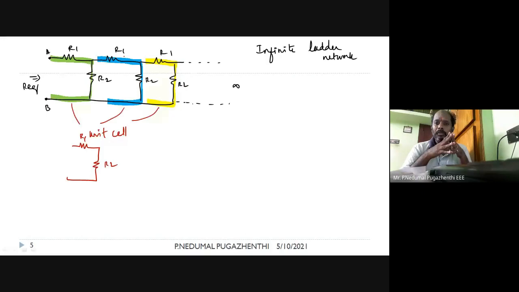Respond. Every unit cell has an R1 R2 combination as found in the next unit cell.